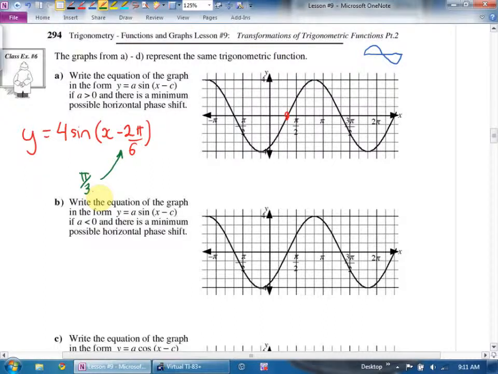What if they want me to write it in part B? Now, in part B, they still want me to write it as sine, but they want A to be negative. They want me to write this as a negative sine function. Again, I'm going to do a little sketch. Negative sine looks like that. And again, I'm going to get rid of this axis just to remind myself that's the shape that I'm looking for. So I'm going to look around and find where this graph is middle high, but heading downwards. And I think the first point is that guy.